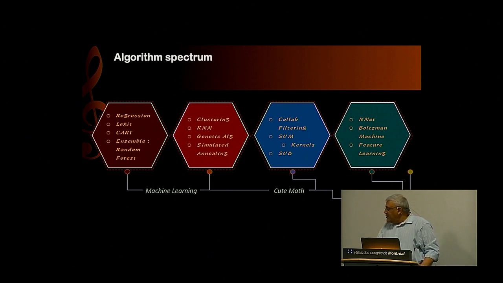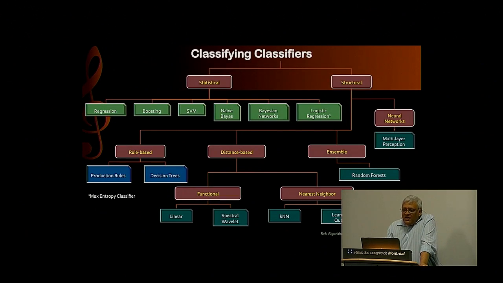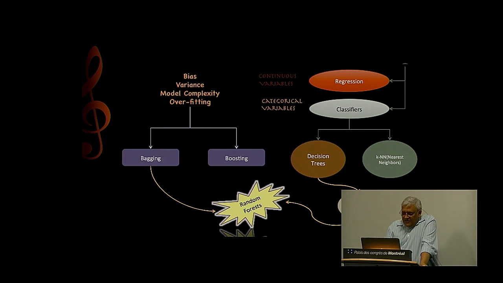And finally, you have the neural networks, Boltzmann machines, etc. These are the artificial intelligence. I just put it in a box so that at least you get a feel for what it means. This is another diagram, again so that you get a feel for how the classifiers work and how they are classified, the different types of classifiers. We will come back to this one.